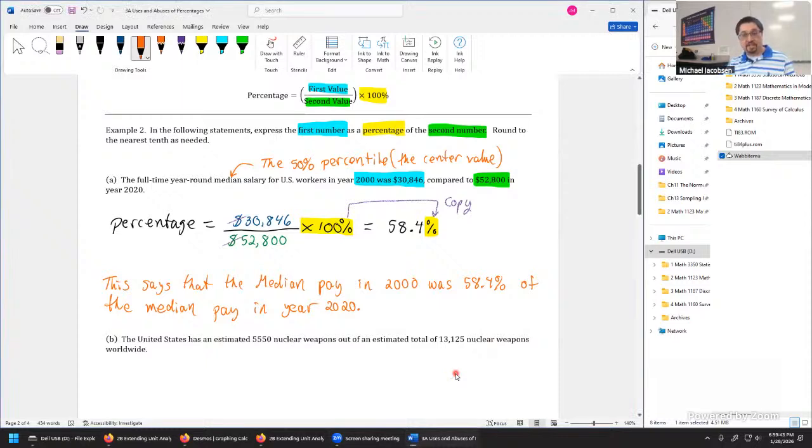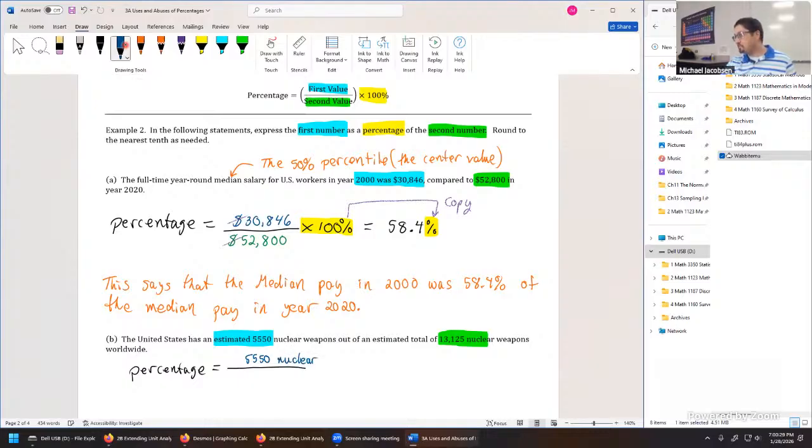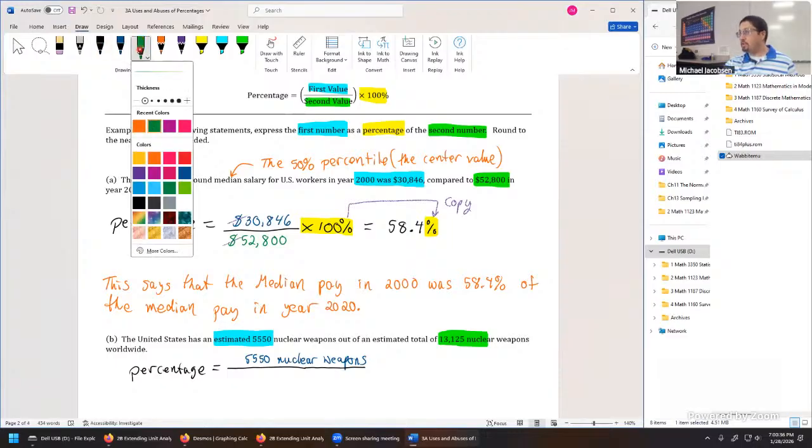Well, if we can think of this in terms of a percentage, that gives us another idea what's going on with these values. All we're doing in this problem is writing the statements, expressing the first number as a percentage of the second. So we'll start with the estimate of 5,550 nuclear weapons that USA has. The second number is the 13,125 nuclear weapons, very rough estimate worldwide. So as a percentage, we would say that this is equal to 5,550, my eyes were definitely looking at the wrong spot, nuclear weapons, divided by 13,125 nuclear weapons.